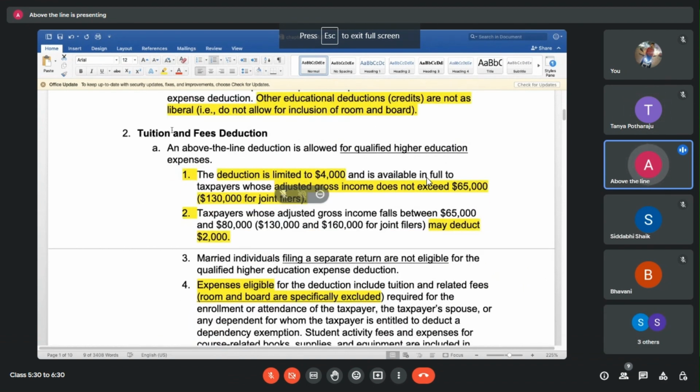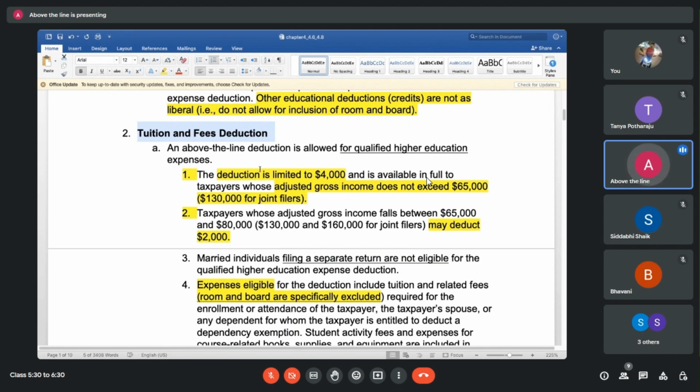Tuition and fee deduction, that's also very, very common. Most of our clients' kids are going to US schools or colleges, and they will always tell us that I have paid so and so for my son or daughter. We should always run this to see whether we can claim any kind of tuition and fee expense deduction.